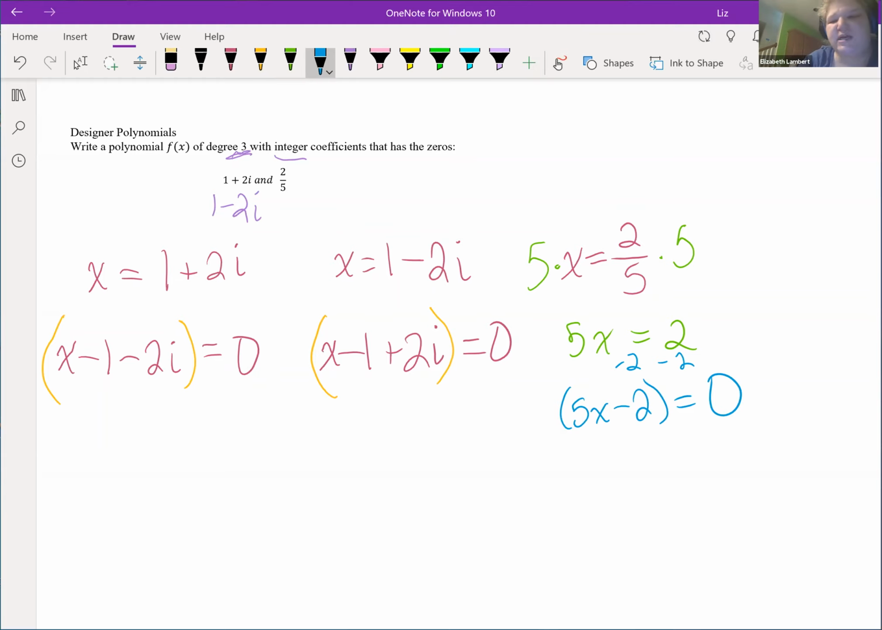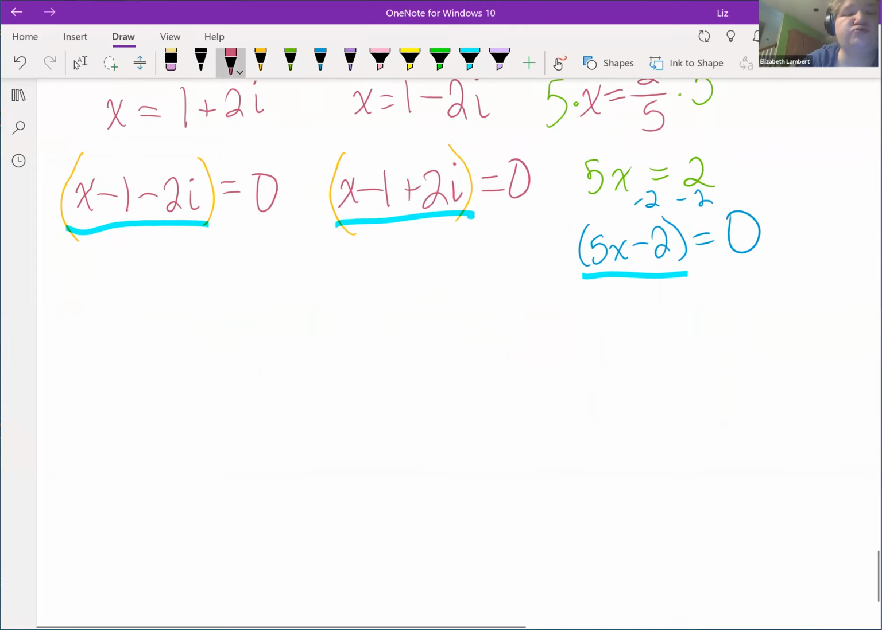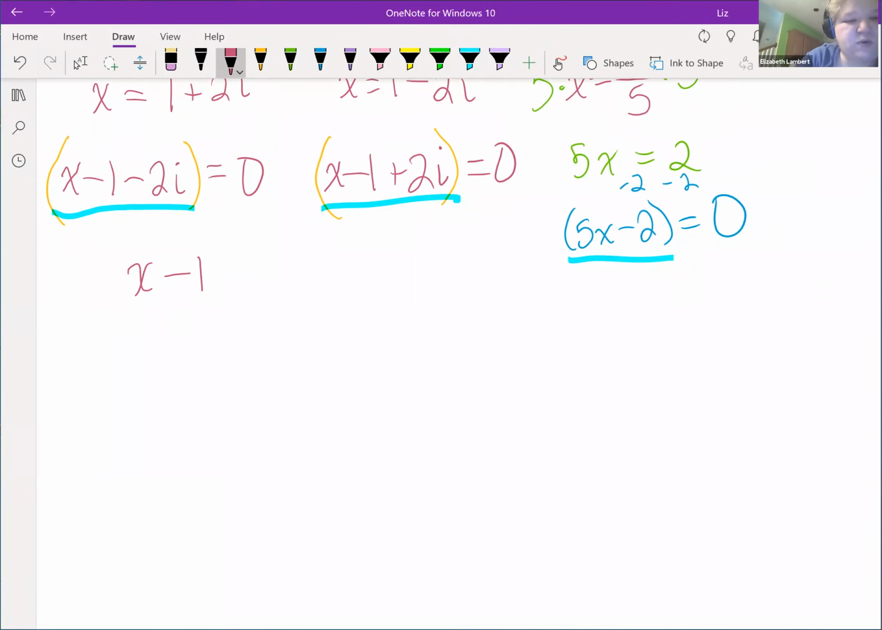So once we get the result from this ugly mess over here, we're going to multiply that by 5x minus 2. Now, because we have the conjugates over here, this should work out to all real coefficients, and then multiplying by something with real coefficients will be good. So I don't know what the polynomial is, but I know where it's going to come from. It's going to come from multiplying this, this, and this. Okay, so let's start it out. x minus 1 minus 2i, x minus 1 plus 2i.